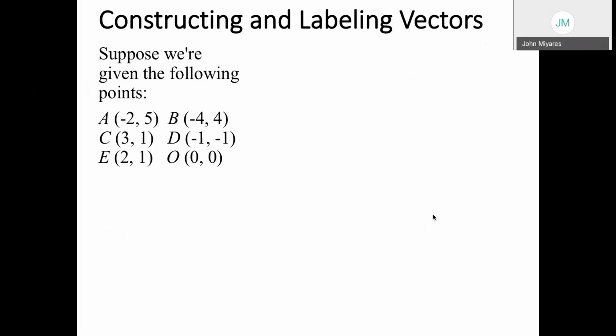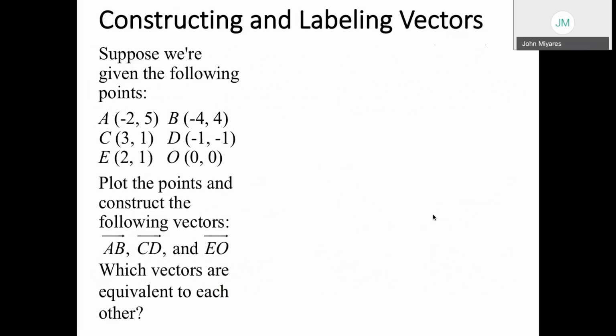Vectors can be represented graphically by connecting 2 points in a Cartesian plane. Suppose we're given the following points as shown on the screen. Then let's say we are asked to plot the following points and to construct the following vectors: vector AB, vector CD, and vector EO. Then we might be asked to determine which vectors are going to be equal or equivalent to each other.